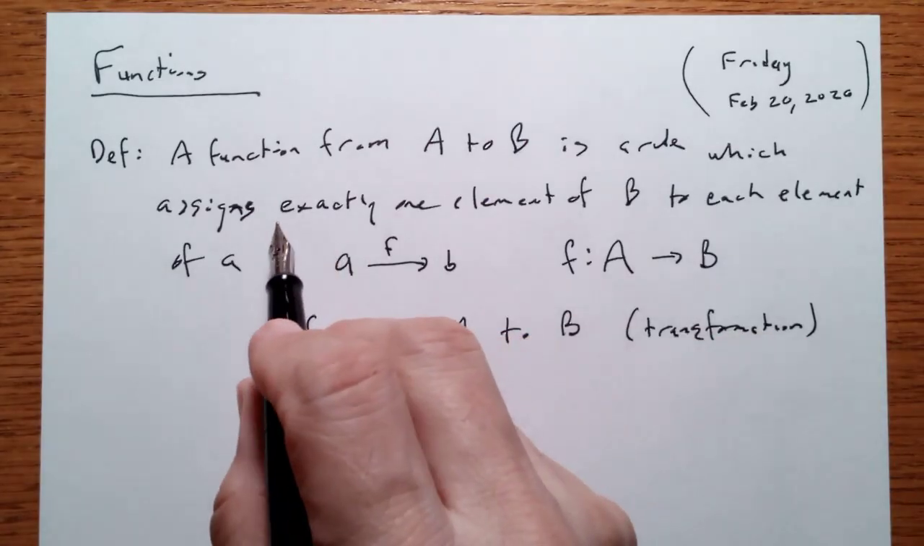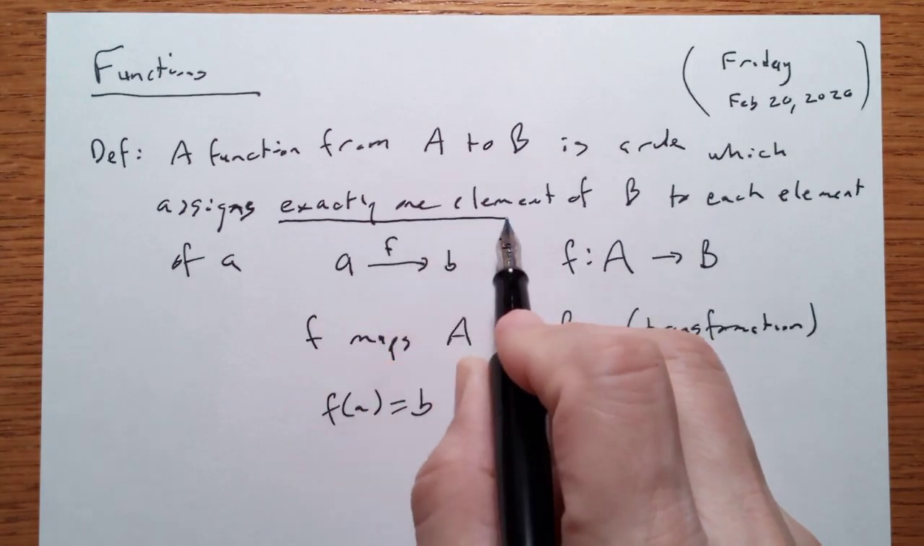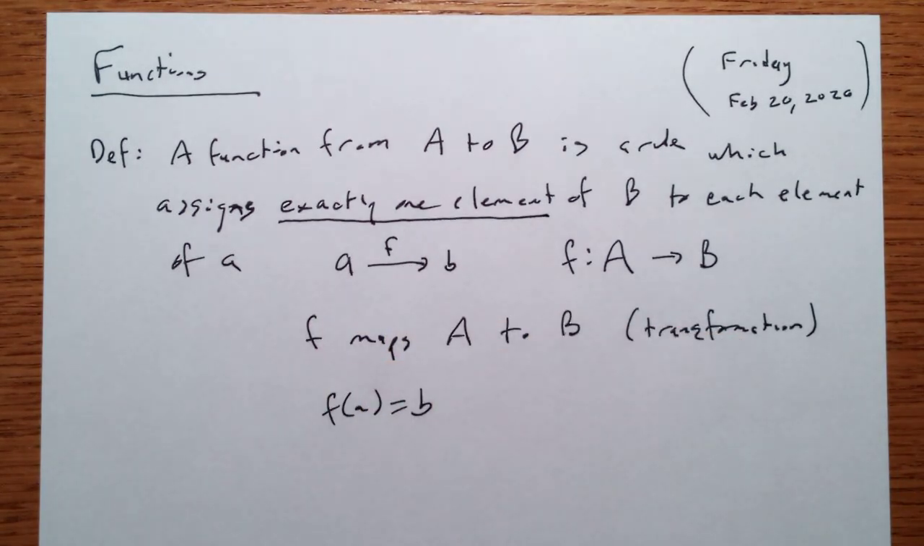It is this part that makes a function special. A function gives a single output. There's only one possible B for any given value of A.